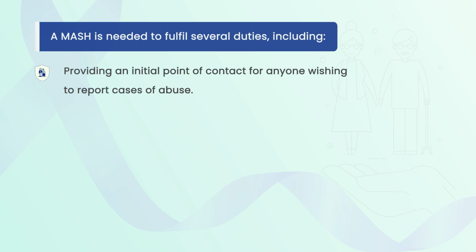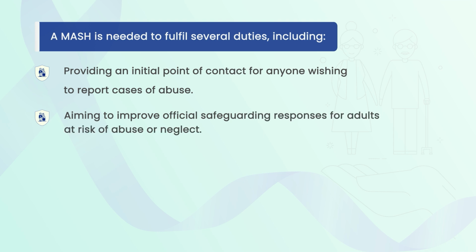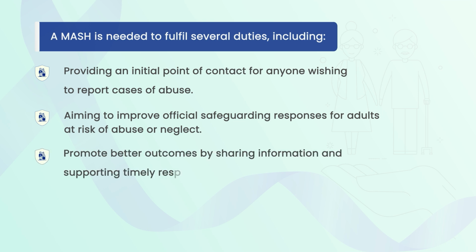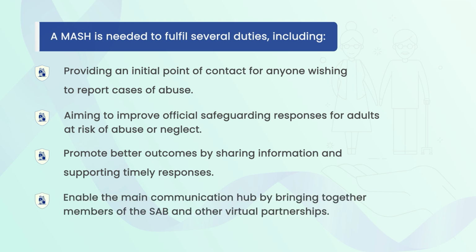providing an initial point of contact for anyone wishing to report cases of abuse, aiming to improve official safeguarding responses for adults at risk of abuse or neglect, promote better outcomes by sharing information and supporting timely responses, enable the main communication hub by bringing together members of the SAB and other virtual partnerships.